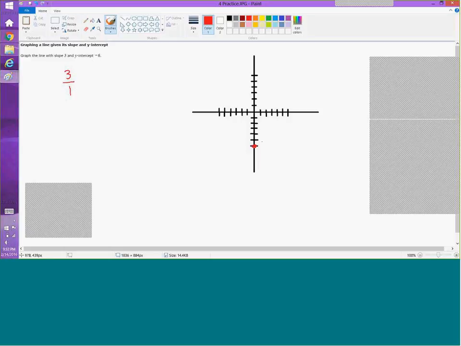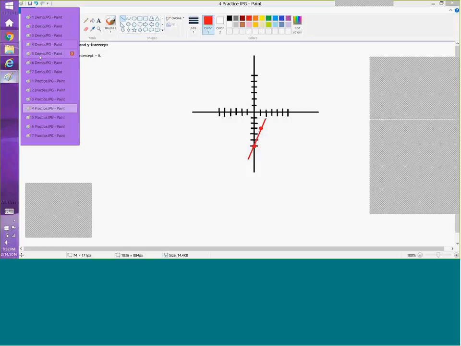Rise of 3, so I'm going to start from the point that I drew and count up 1, 2, 3. I'm going to run 1. Now we draw the line in between. And done. Any questions? Number 4 done. Let's move on to number 5.